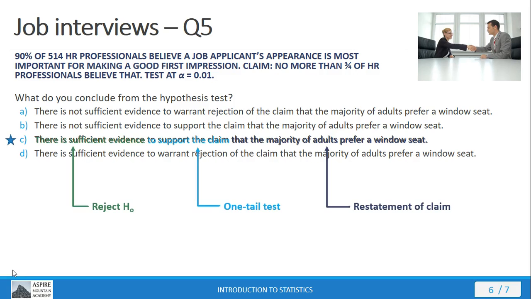Reason being is that we rejected the null hypothesis, so there is sufficient evidence. We have a one-tail test, so we're going to support the claim, and then the rest of the statement is just restating the actual claim itself. So answer option C is the one we want, because that's the one that represents the hypothesis test that we conducted.